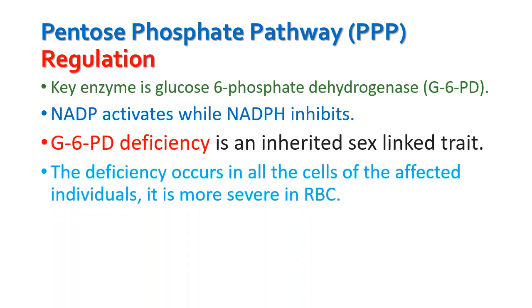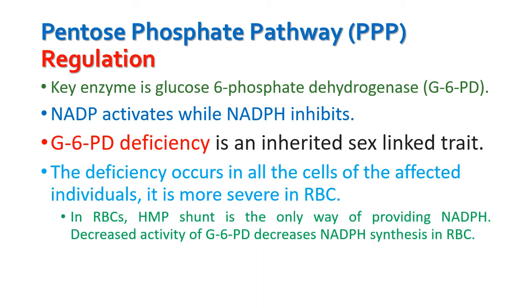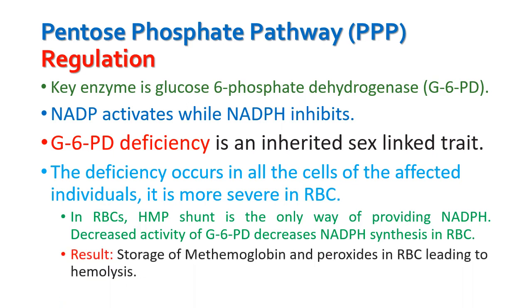In RBCs, the hexose monophosphate shunt is the only means of providing NADPH. So decreased activity of G6PD or glucose 6-phosphate dehydrogenase decreases the synthesis of NADPH in RBC. So this results in the storage of methemoglobin and peroxides in RBC, and this would lead to hemolysis. So as a result of deficiency of glucose 6-phosphate dehydrogenase, the RBC wouldn't be able to carry the oxygen and they get destroyed.